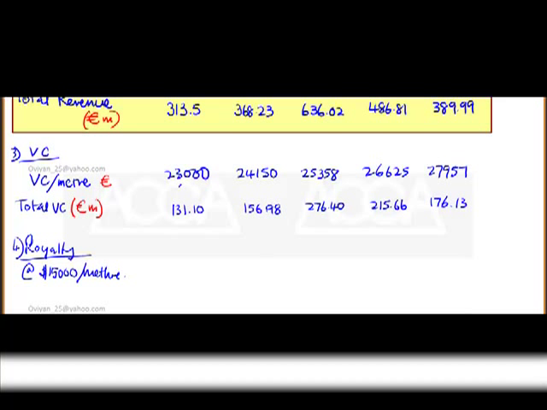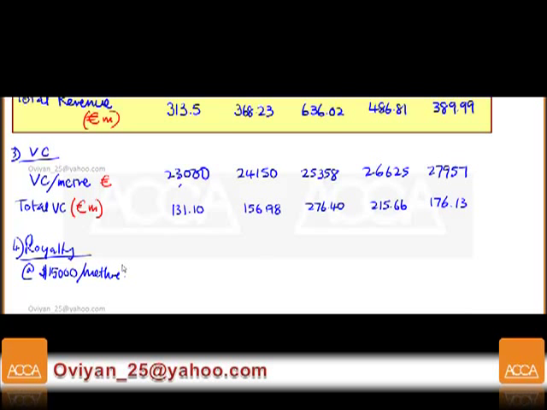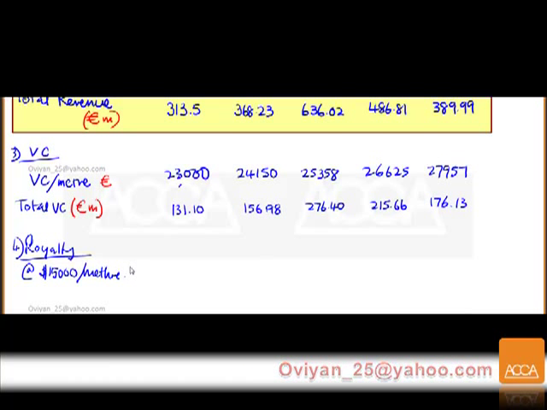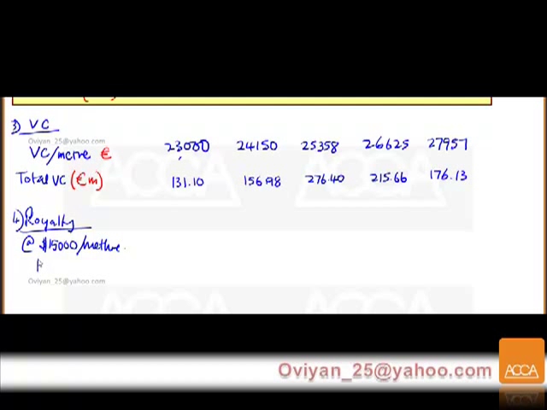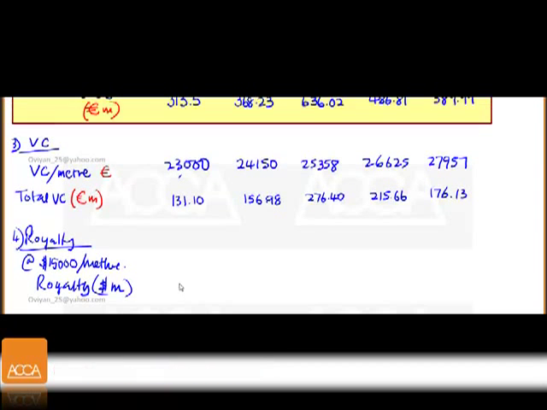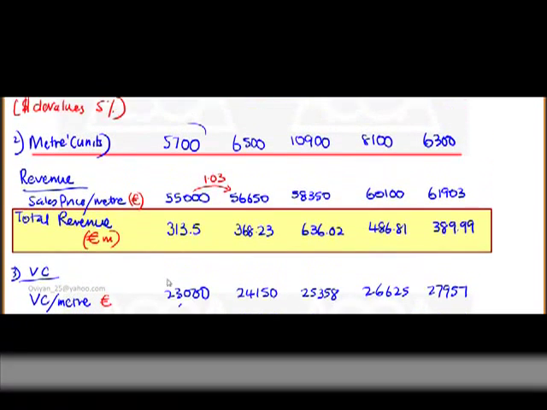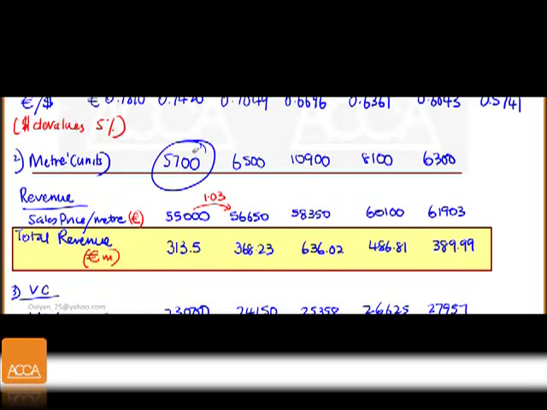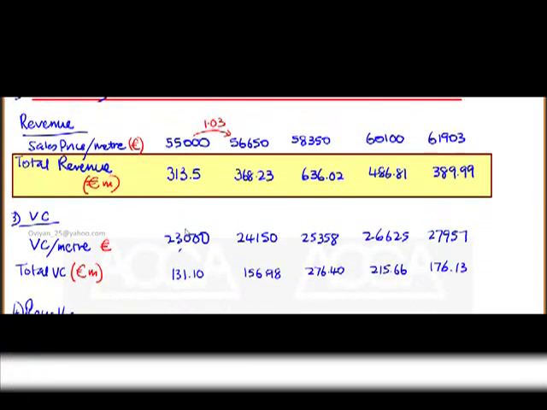Paragraph number 16. If you see paragraph number 16, they say the subsidiary must make a fixed annual royalty payment. So this is going to be fixed. So what you can do straight away, you multiply with the number of units. Royalty in total $1,000,000. You take 15 multiply by 5700. What is the figure going to be?